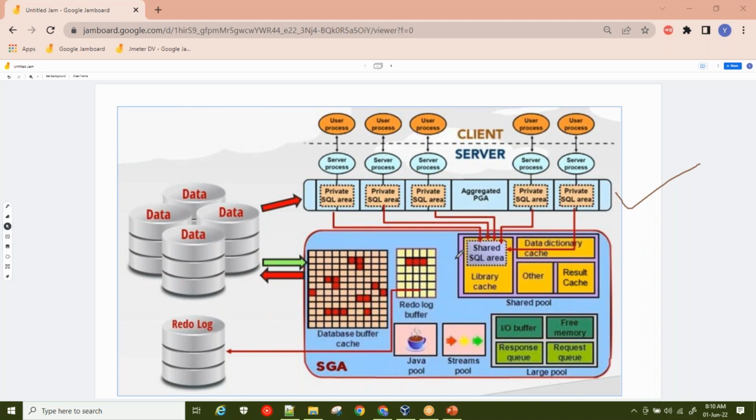To handle this, there are different components inside the SGA. You can see there is the shared pool, large pool, Java pool, streams pool, redo log buffer, and database buffer cache. After the SGA there is storage. Here the data is really stored, on a disk, some hard disk or SSDs. And this is the redo log, also a storage where the redo logs are stored. Now we will see what these are in detail, one by one.